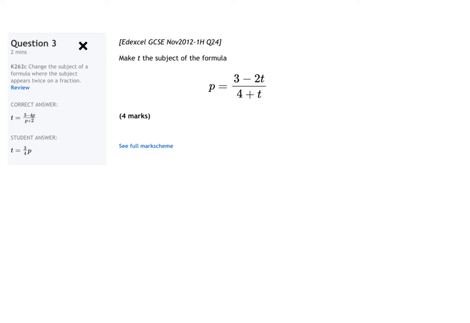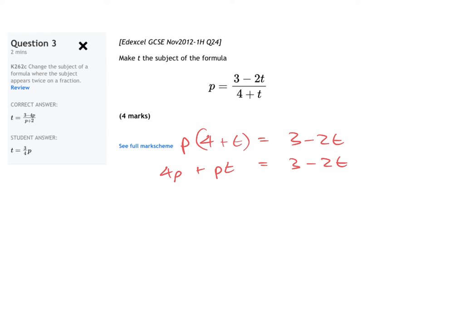This question also involves a fraction with the term we want to isolate involved in the numerator and the denominator. So the pattern will be exactly the same as the previous question. I'm going to multiply through by the denominator first. So what we're going to get is 4 plus t multiplied by p equals 3 minus 2t. As before, we need to expand the bracket because that will pull the term we want outside of the bracket. So here we're going to get 4p plus pt equals 3 minus 2t.